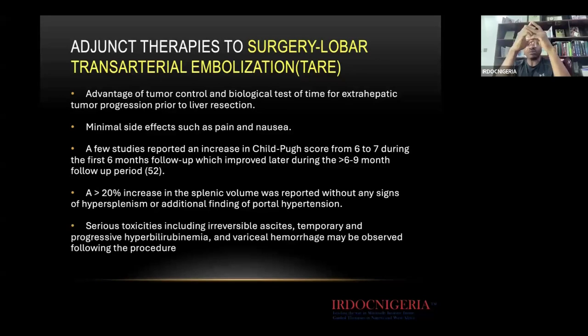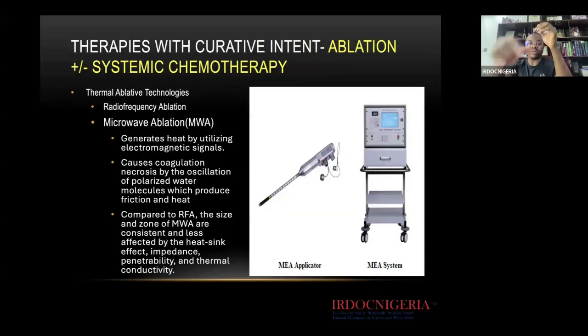There are some side effects that have been shown from transarterial radioembolization, such as pain and nausea. We've also shown some mild worsening of the liver function in patients while we're waiting for that FLR to get better. We've also seen some serious toxicities, including irreversible ascites, temporary or progressive hyperbilirubinemia, or variceal hemorrhage, which may be observed in these patients. And we know that this happens because when you do transarterial radioembolization, it affects the liver to an extent where you get a bit of portal hypertension, and these patients could develop variceal hemorrhage or splenomegaly.